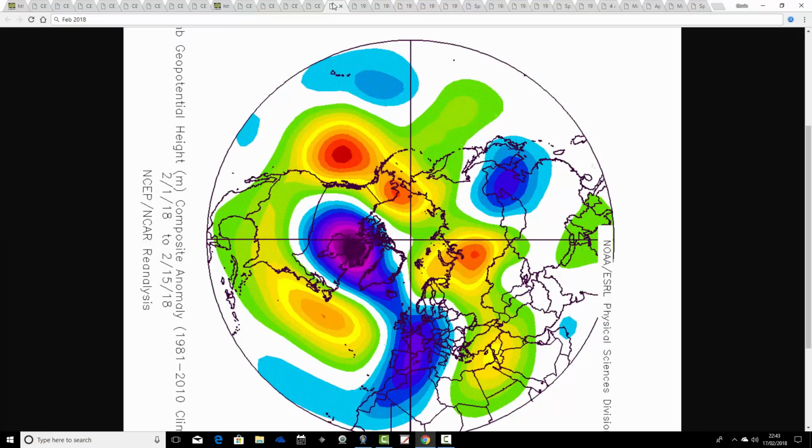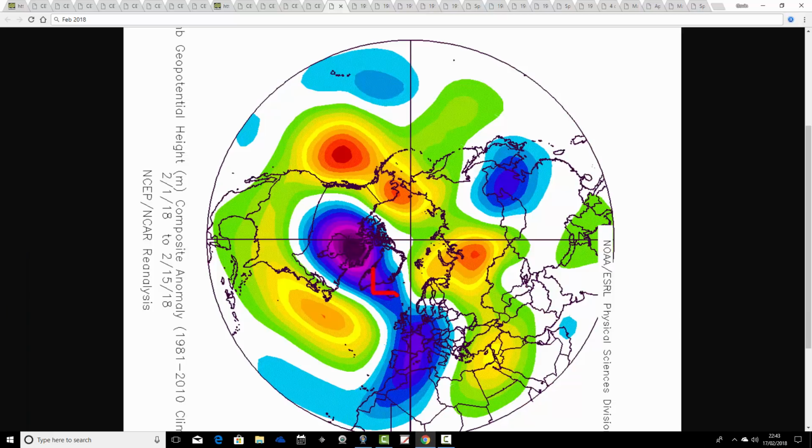Now, another way of looking at this is to compare the height anomaly and the pressure anomaly that we've had during February 2018 with previous years. We've had a go at doing that, but actually there aren't all that many years that we can compare this February to. This is how the 500 millibar height anomaly for February 2018 is looking up to the 15th of February.